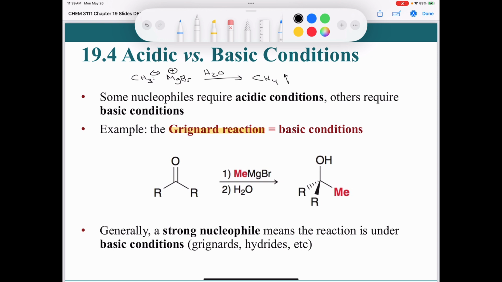So you can see here we have our methyl magnesium bromide, our methyl Grignard. And so if I just write methyl with a negative charge, right, it's our nucleophile. We've seen this mechanism before in the alcohols chapter. Nucleophilic attack. Like this, we form our tetrahedral intermediate. And in the second step, it says H2O, but remember, it could be H3O+, and that's what's going to do the proton transfer and add this proton to our alkoxide. And so generally, a strong nucleophile is going to mean that the reaction is under basic conditions.